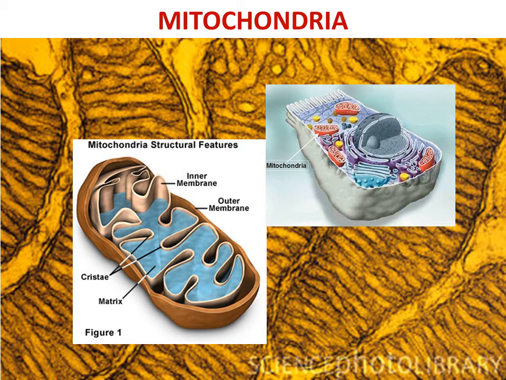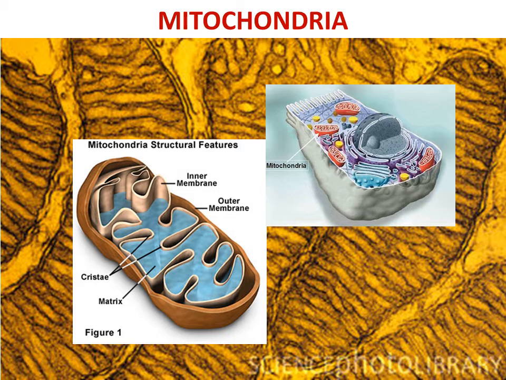Hi guys, we're starting a new unit on cellular processes, and the two processes that we're going to look at first are cellular respiration and photosynthesis. You'll remember from our cells unit that cellular respiration happens in the mitochondria. It's when our cells take food and turn that food into cellular energy or ATP.